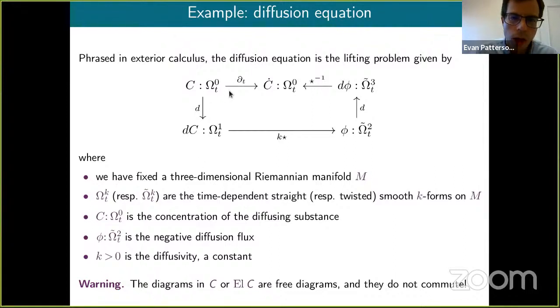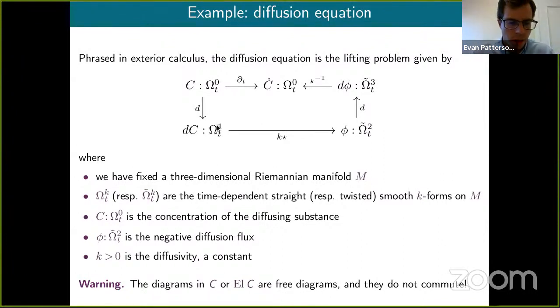And so there we have this diagram which says, on the one hand, you can go from C to C dot by taking the time derivative. And that gives one side of the equation, but you can also follow this path here where I apply the exterior derivative, the Hodge star up to this diffusivity constant to get something called phi, which turns out is like the negative diffusion flux. And then I can do another exterior derivative and inverse Hodge star. And so this other path is basically the Laplacian.